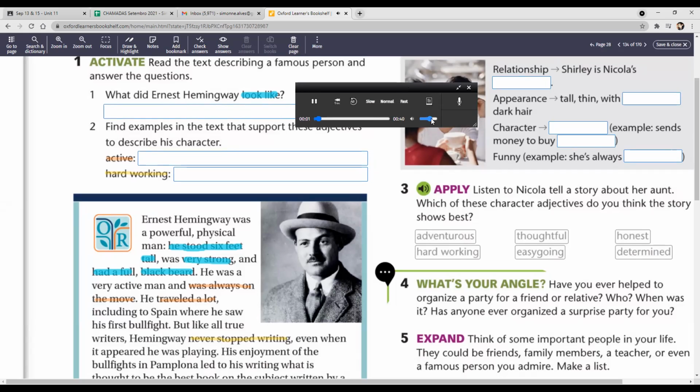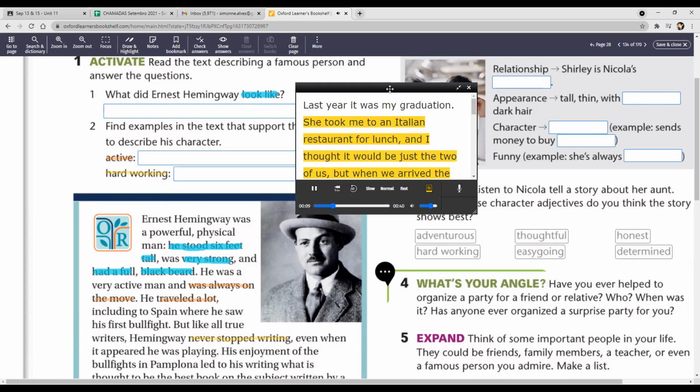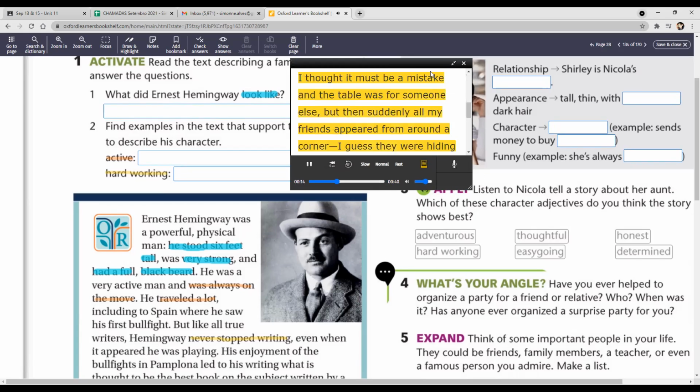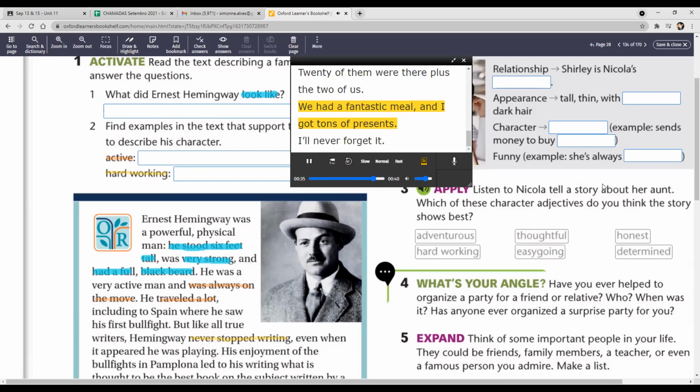Last year it was my graduation. She took me to an Italian restaurant for lunch, and I thought it would be just the 2 of us. But when we arrived, the server took us to this huge table with balloons and everything. It went all down one side of the restaurant. I thought it must be a mistake, and the table was for someone else. But then suddenly all my friends appeared from around a corner. I guess they were hiding there, and they all shouted congratulations to me. It was a big surprise. My aunt had invited them all without telling me. 20 of them were there, plus the 2 of us. We had a fantastic meal, and I got tons of presents. I'll never forget it.